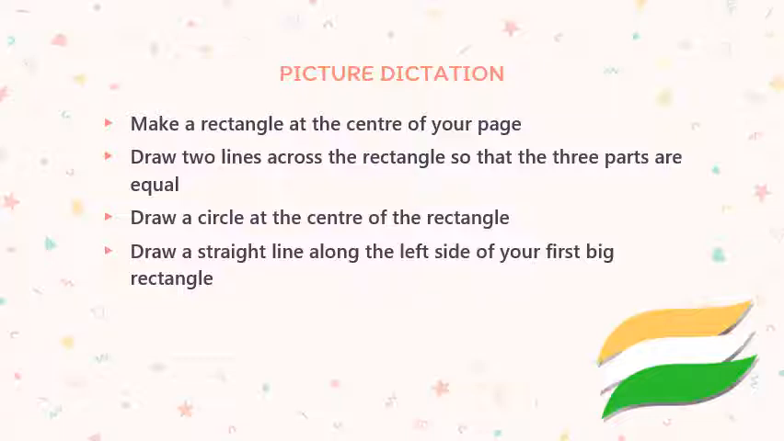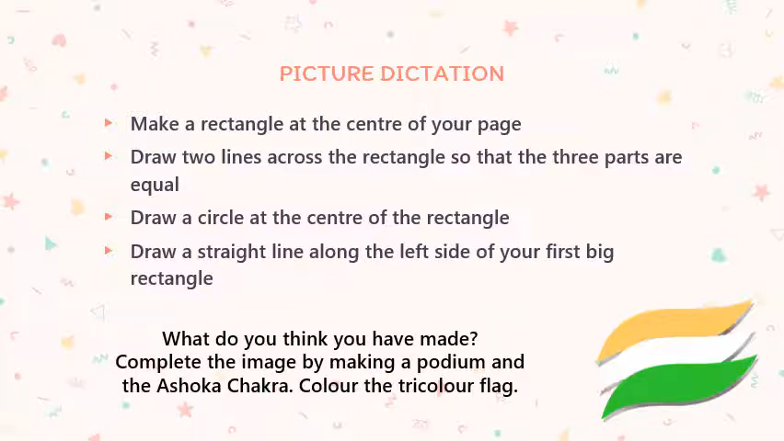Draw a circle at the center of the rectangle between the 2 lines that you have drawn. Finally, draw a straight line along the left side of your first big rectangle. Now, what do you think you have made? On looking at your picture, it should be looking like a flag. Yes, I was trying to make you make the Indian flag. Complete the image by making a podium and the Ashoka Chakra. Color your tricolor using saffron, white and green.